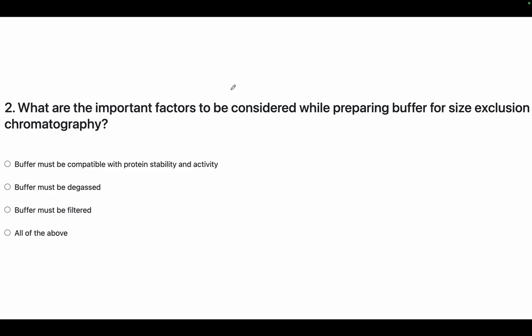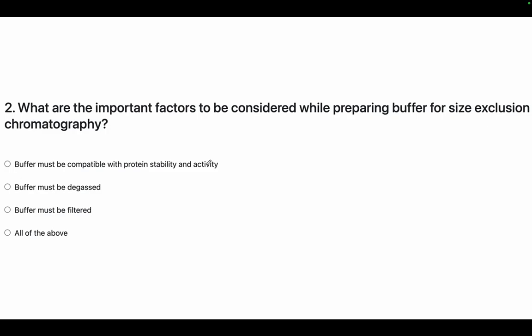What are the important factors to be considered while preparing a buffer for SEC? Buffer must be compatible with protein stability and activity. Yes, obviously. Right? We are doing SEC because we want to use our protein later. So we don't want our protein to be denatured in SEC at all.